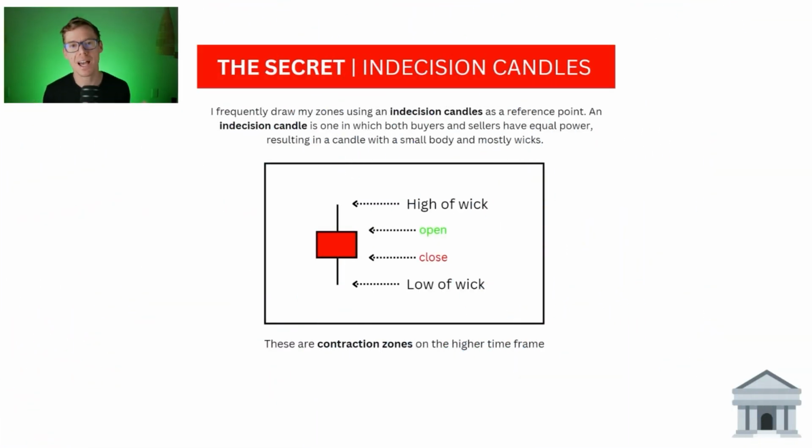The secret to how these work is understanding indecision candles. Whenever I'm marking out order blocks, I'm always looking for indecision candles. And this is a great order block trading strategy. I would mainly use indecision candles on higher time frames. So an indecision candle is when we've got a small body with big wick on either side. And these are actually contraction zones on the higher time frame.